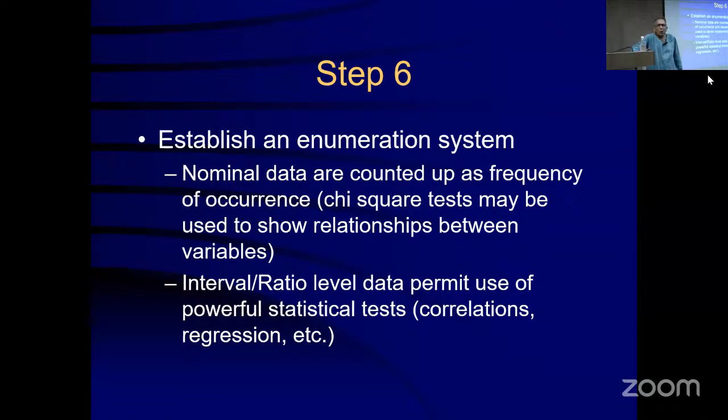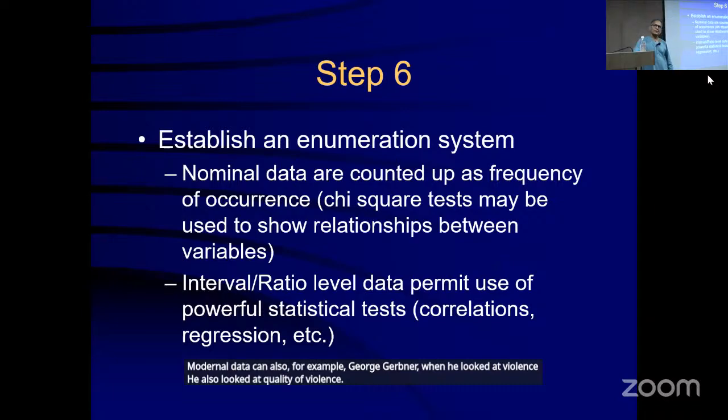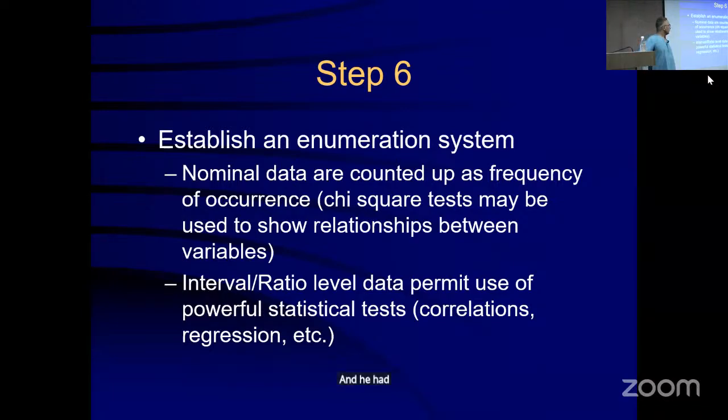Ordinal data can also be collected. For example, George Gerbner, when he looked at violence, also looked at the quality of violence. He had categories for quality of violence. Actually, he may have had more than two, I think it was more than two. Minor violence, moderate violence, and major violence. And he gave examples of what minor violence is. So if you collected data that way, then you have an ordinal category.